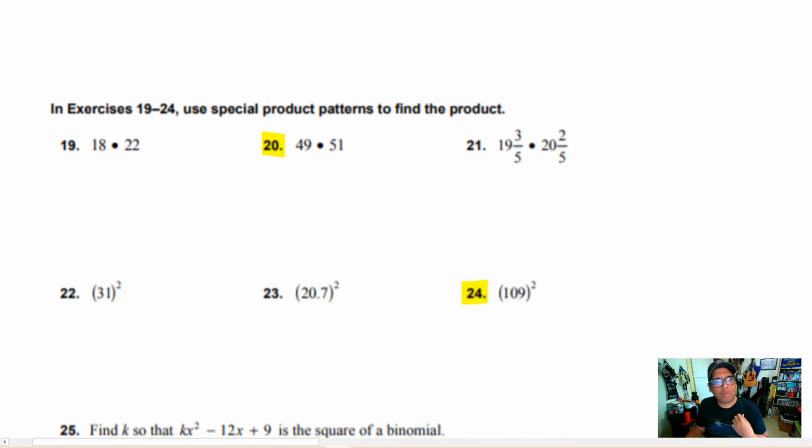Let's look at number 20, because this doesn't seem like it would be a sum and difference pattern, but it really is. I look at that, 49 and 51. Obviously they're different, but they're both really close to 50. I have one number that's greater than 50 and another number that's less than 50. 49 is actually 50 minus 1, and 51 is 50 plus 1. Does that look like a difference of squares? Yeah, it kind of does. It looks like that sum and difference pattern.